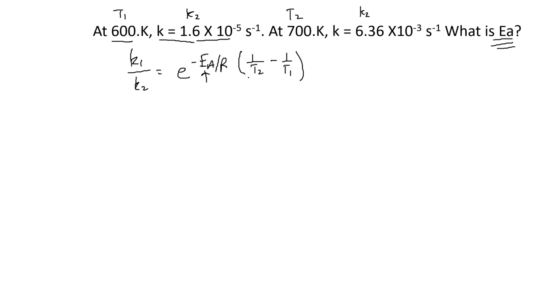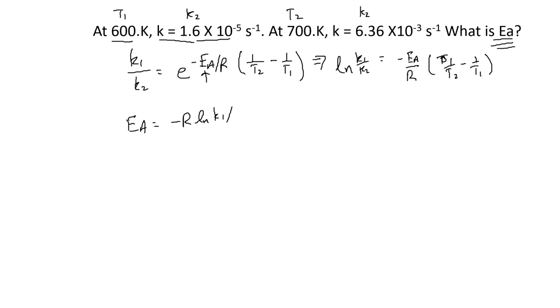So what we have to do is basically algebraically rearrange this equation in order to determine an expression for the activation energy. So what we can do, and this is something you should have met in your previous algebra courses, you can find a natural log of both sides. So ln K1 over K2 would be equal to minus EA over R times 1 over T2 minus 1 over T1. And then to solve for EA will now become equal to minus R ln K1 over K2, all divided by 1 over T2 minus 1 over T1.